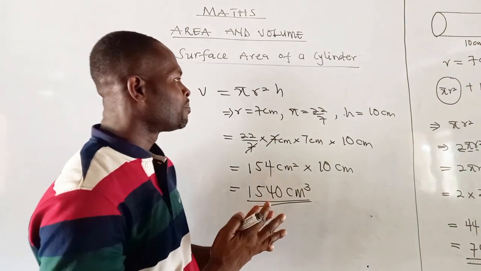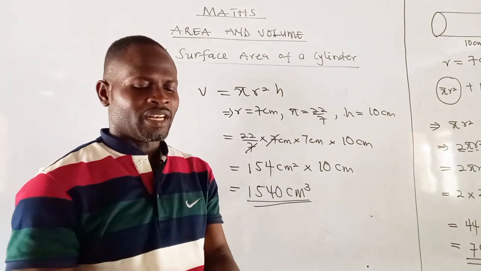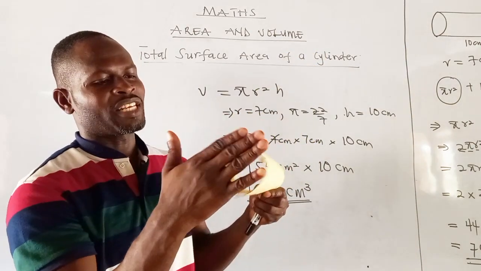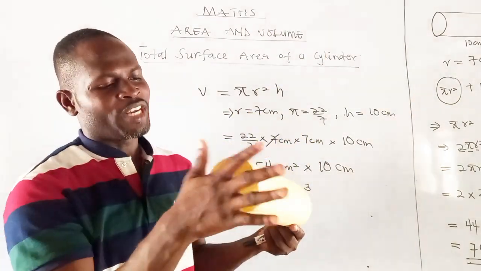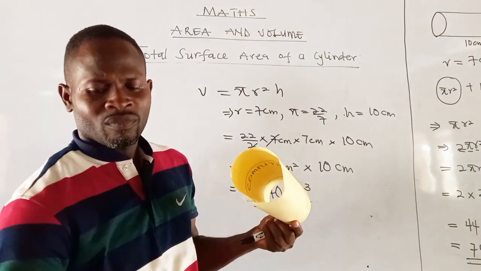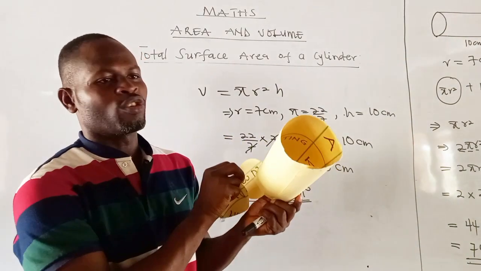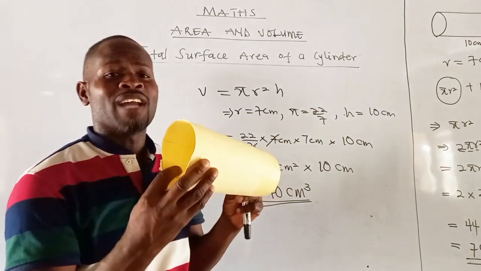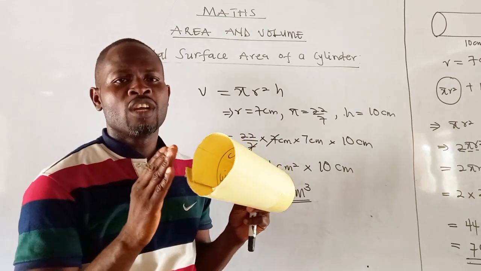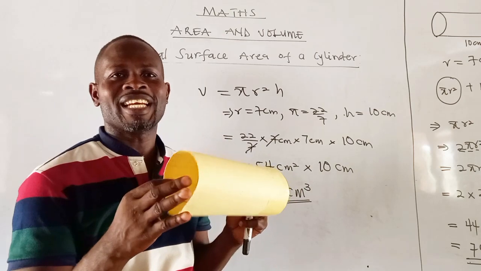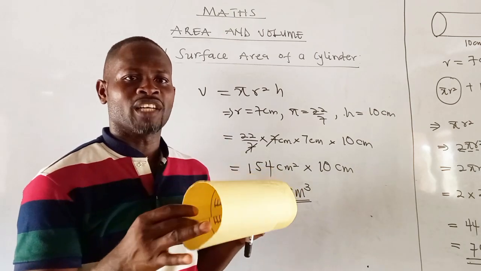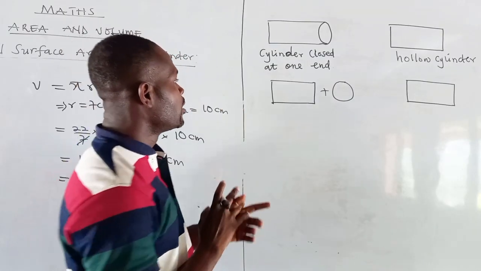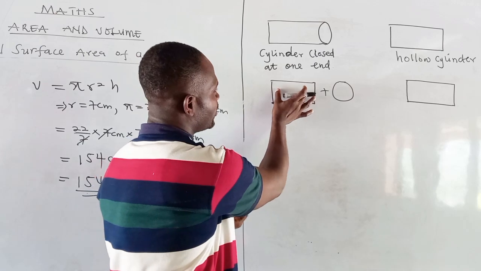Now I want to look at the formula for a cylinder like this one. There's no cover at the end, there's no cover here, so this cylinder is hollow. It's an open cylinder, so it's not closed here and it is not closed at the other end. When it is hollow, we want to look at the formula that we can use. And when the cylinder is closed at one end, how do we find that one also? So let's continue.